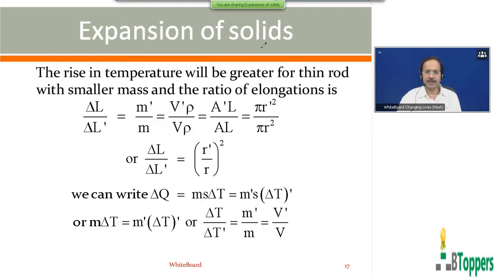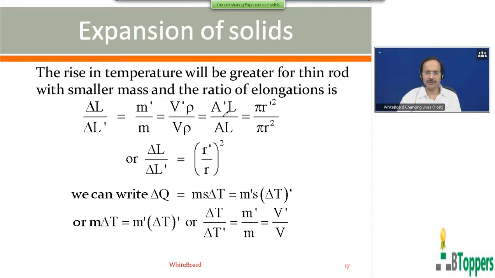So the increase in length and temperature are greater for the thin rod with smaller mass, and the ratio of the elongations will be delta L by delta L dash equal to m dash by m. m is the mass of the first rod, m dash is the mass of the second rod. m we can write as V into rho, m dash equal to V dash into rho. Rho is the density which is the same for both the rods because both the rods are made up of the same metal and they are at the same temperature.